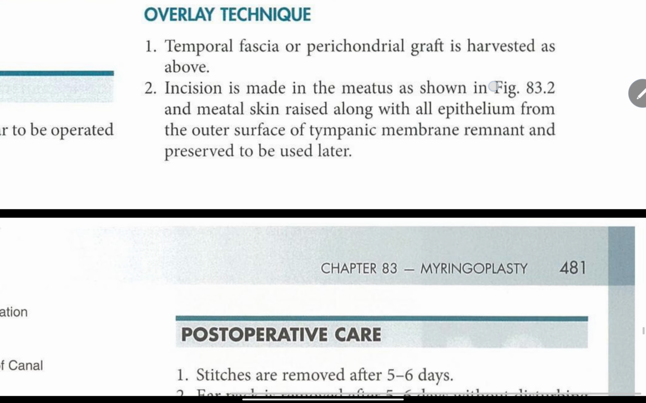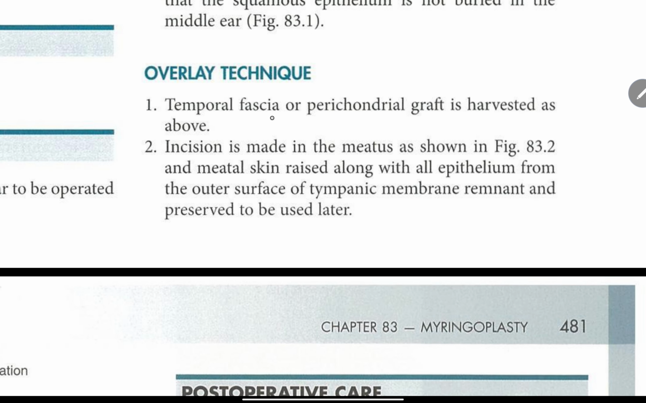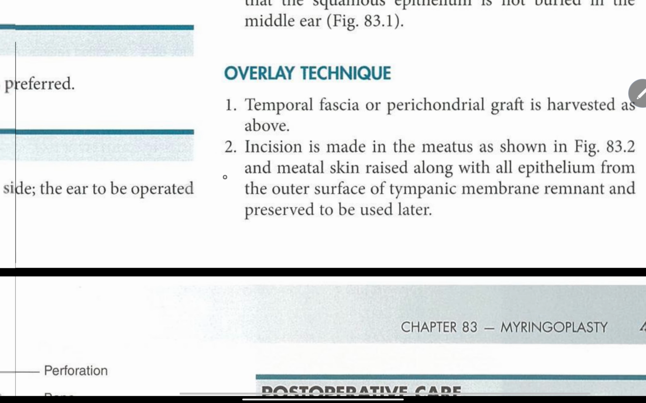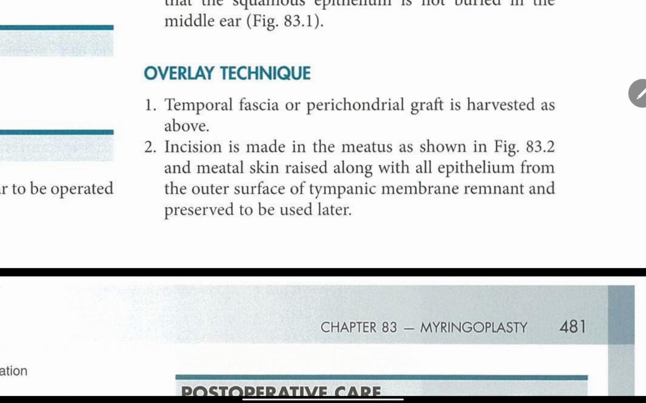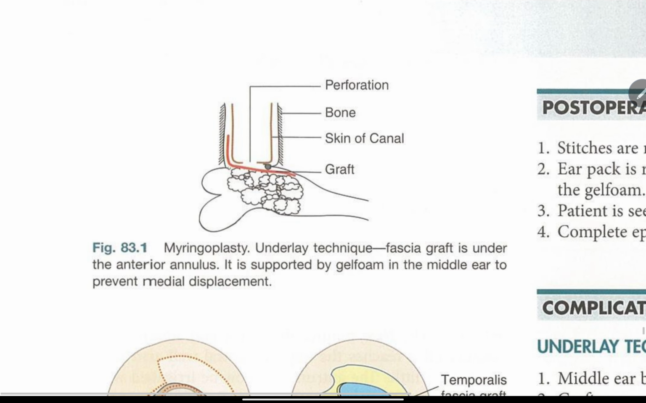An underlay technique has the advantage that the squamous epithelium is not buried in the middle ear. Overlay technique. 1. Temporalis fascia or perichondrium graft is harvested as above. 2. Incision is made in the meatus as shown in figure 83.2 and meatal skin raised along with all the epithelium from the outer surface of the tympanic membrane remnant and preserved to be used later.